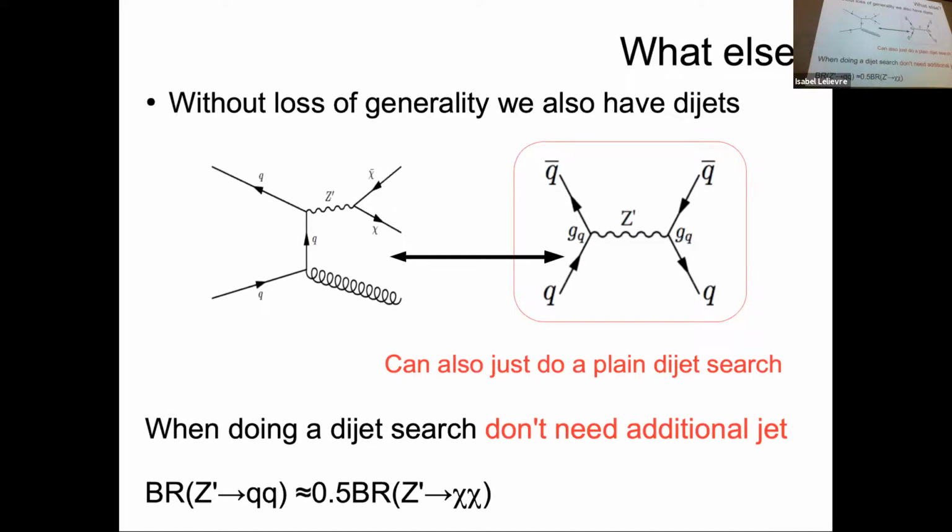And this gives us a nice resonance. The mass of these 2 quarks is going to be the mass of the Z prime. And depending on your couplings, for the conventional couplings we use with the LHC, the branching ratio of Z prime to quarks is about half the branching ratio of Z prime to invisible. So you actually have a lot of these dijet events.